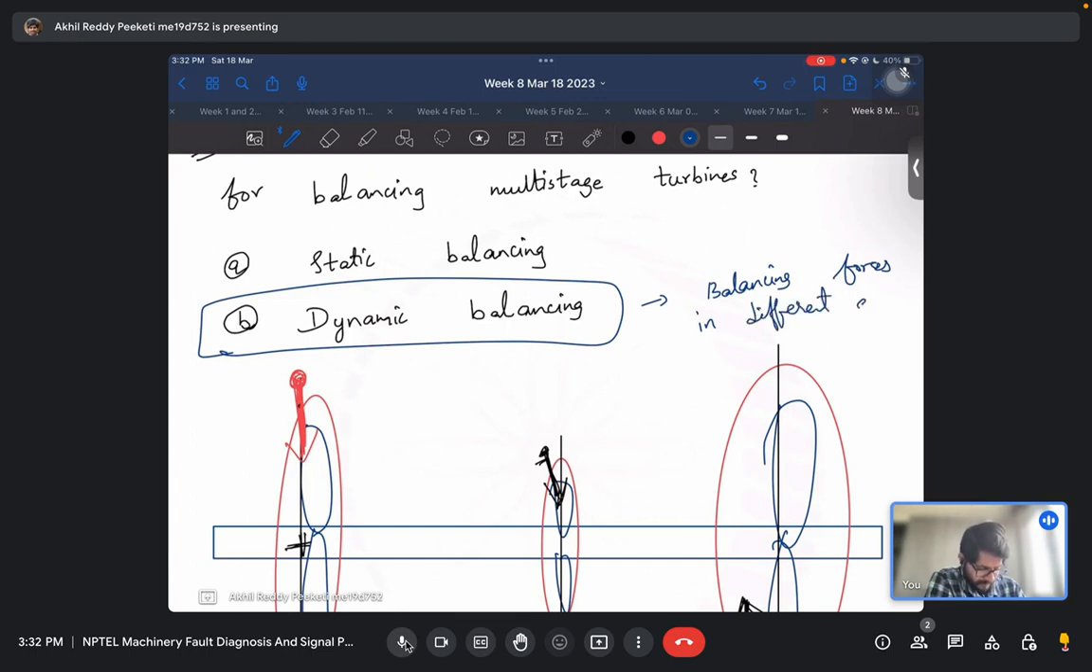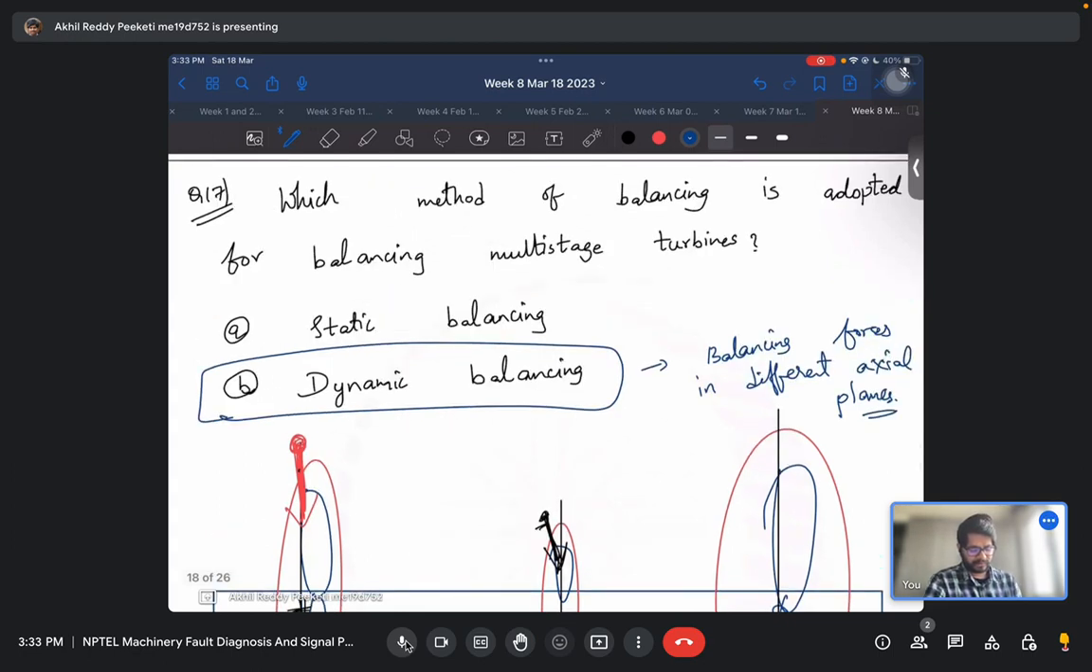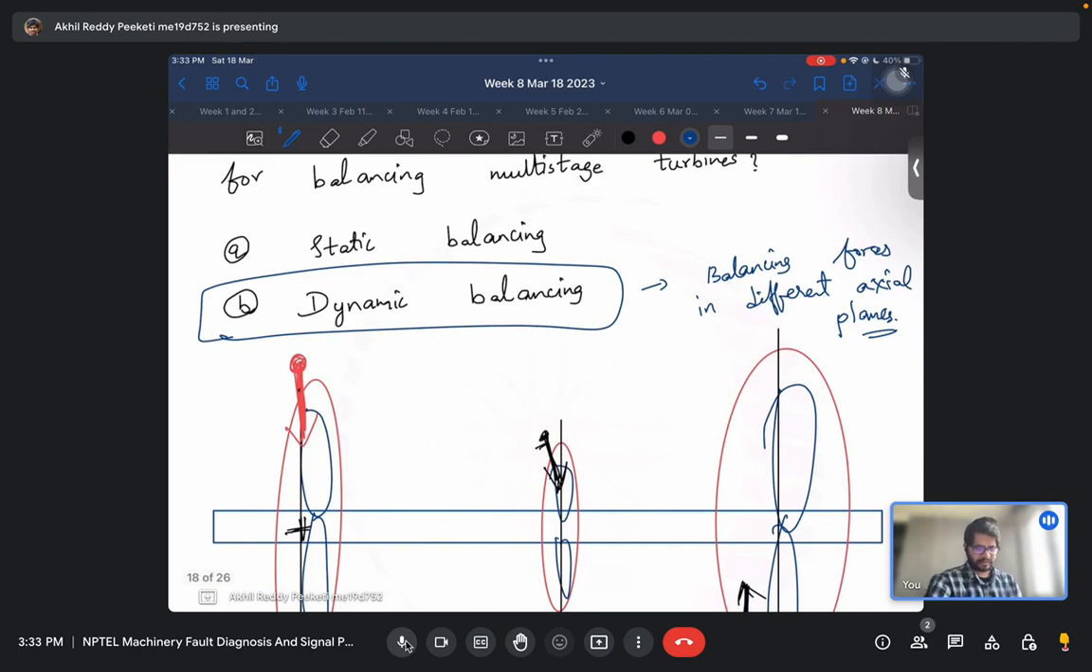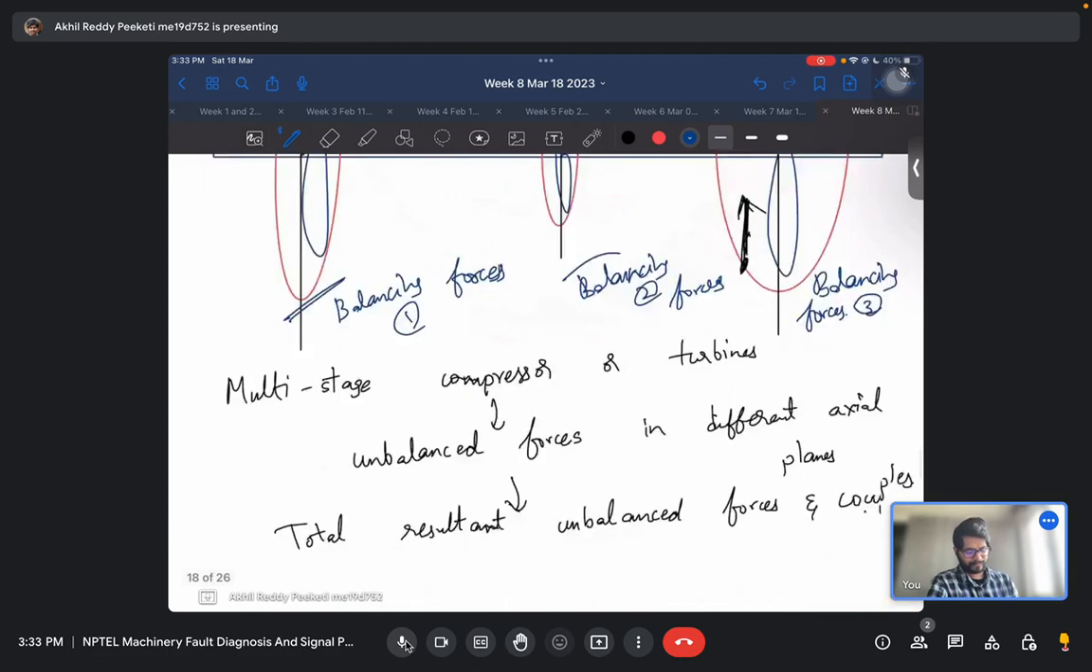In different axial planes. So once all the forces in different axial planes are balanced, effectively you don't have any unbalanced forces and you don't have any couples also. Okay, so for multi-stage turbines or compressors, you use dynamic balancing. That is balancing forces in different axial planes. But if you have only a single stage or just a simple one, then you have to do balancing only in that axial plane. So that is static balancing. Okay.